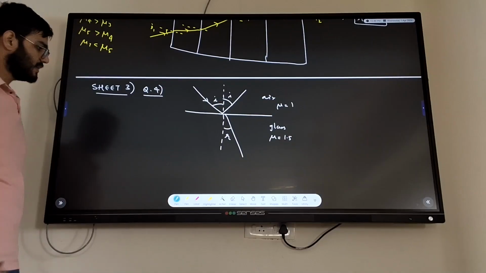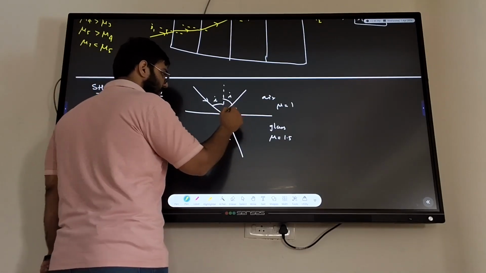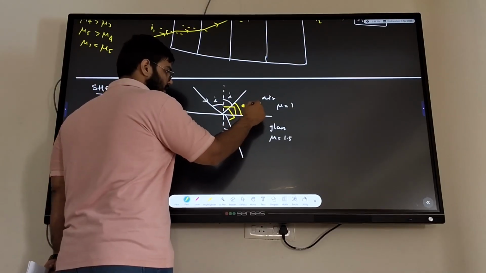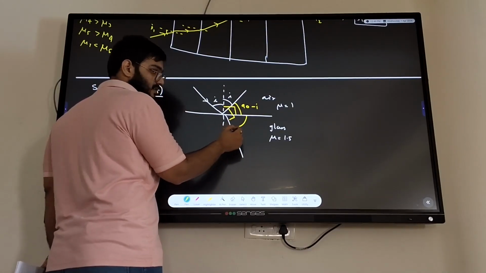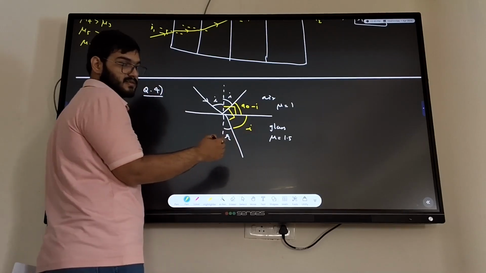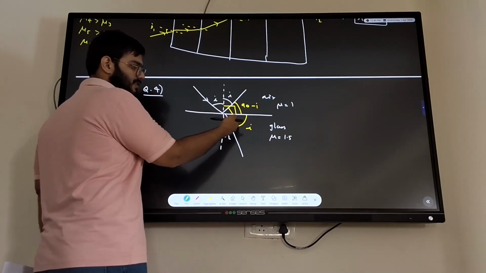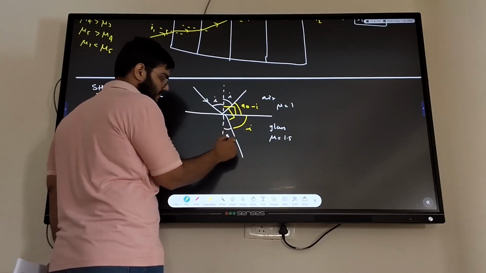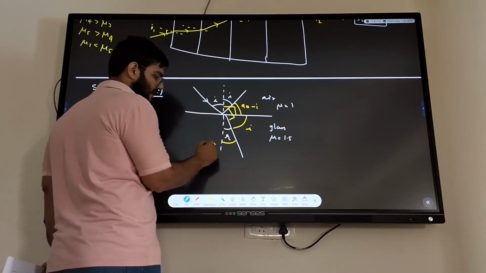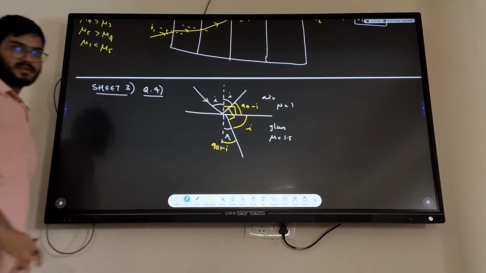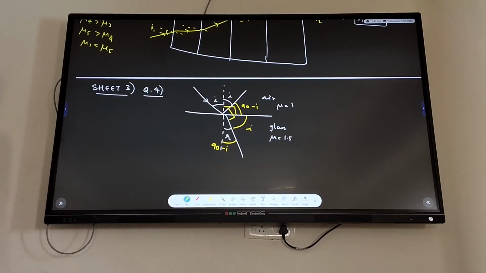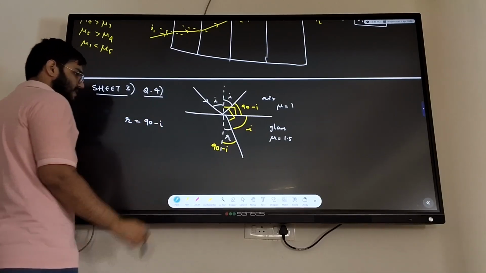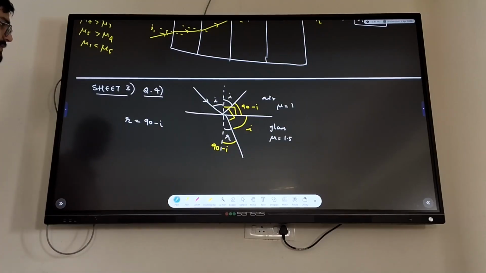Good. And what is given? This is 90 degree. By the way, this is also 90 degree. Then what is this angle? This is I. So this is 90 minus I, this is 90, and this is I. Yes or no? Then what will this angle be? This will be 90 minus I. Can you see this? Then what is R equal to? It's all geometry, very simple geometry. R equal to 90 minus I.